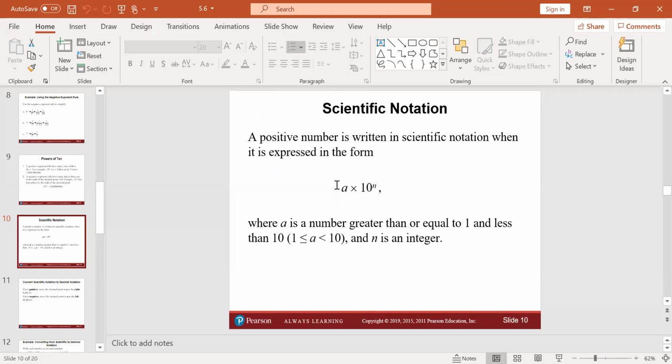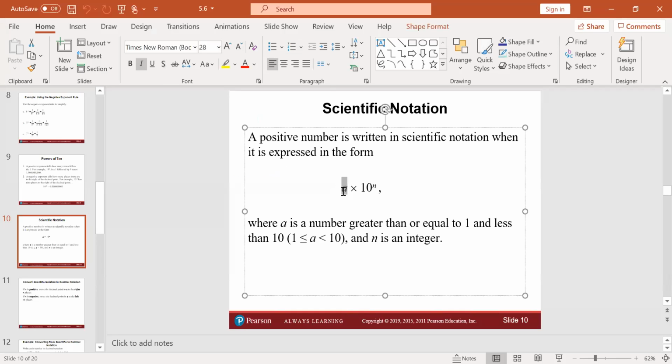The way we're going to express numbers in scientific notation, you're going to have some number A, which must be greater than or equal to 1, but strictly less than 10. So it's got to be between 1 and 10. It can be 1 itself, but it cannot be 10. And then it's that number A times 10 to the nth power, where n is basically the number of decimal places you have to move the thing.